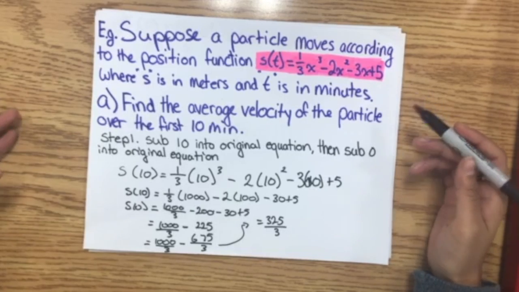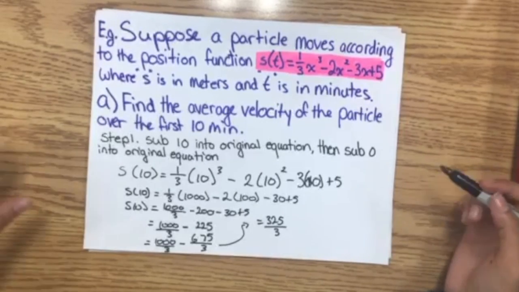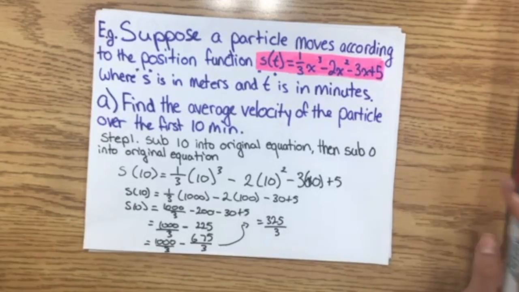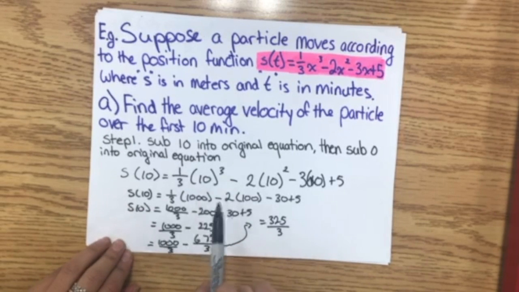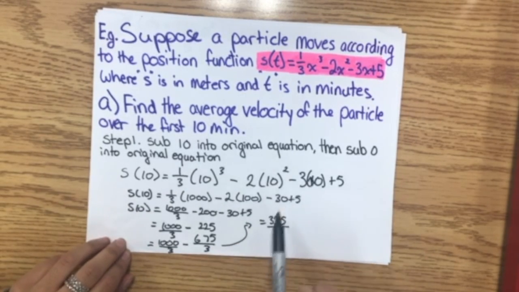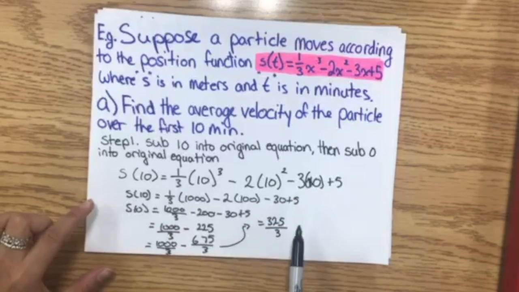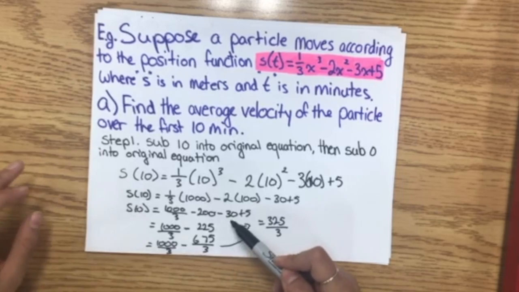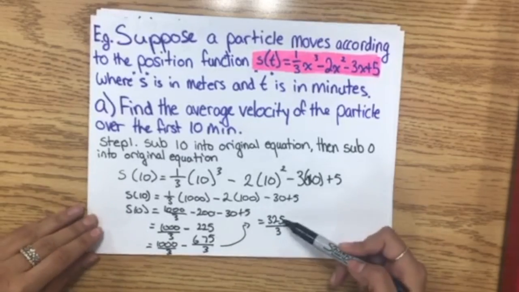First, we need to sub in 10 into the original equation, then sub in 0 into the original equation. We do 0 and 10 because it says over the first 10 minutes, which means 0 to 10. So s at 10 is equal to 1/3 times 10 cubed minus 2 times 10 squared minus 3 times 10 plus 5. We expand this, and for this number we multiply it by 3 to have a denominator of 3, which makes it easier to subtract. We're then left with 325 over 3.